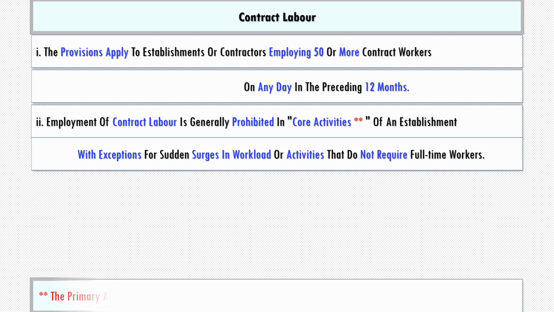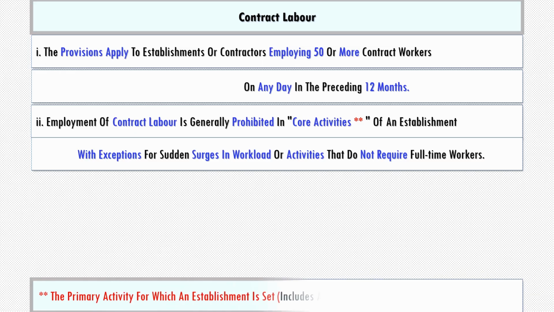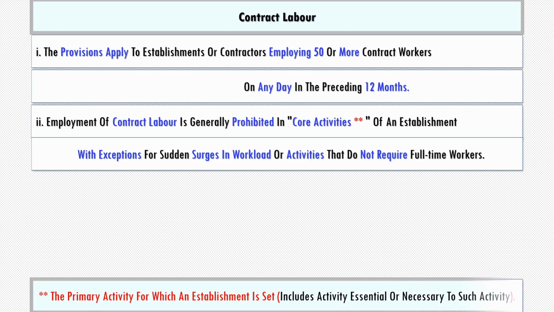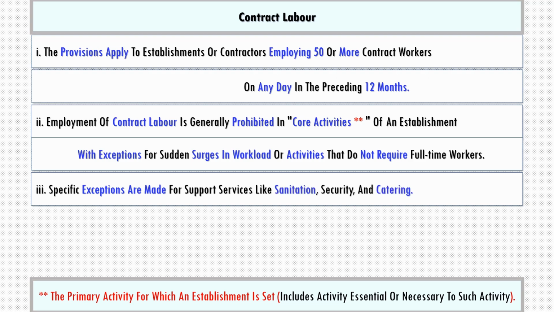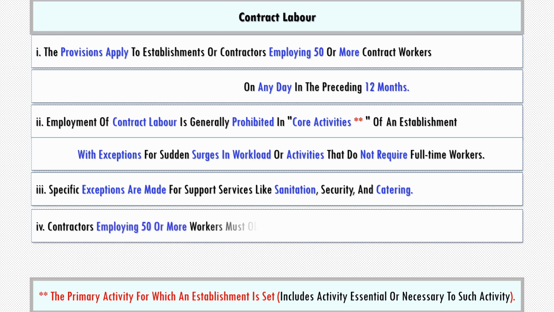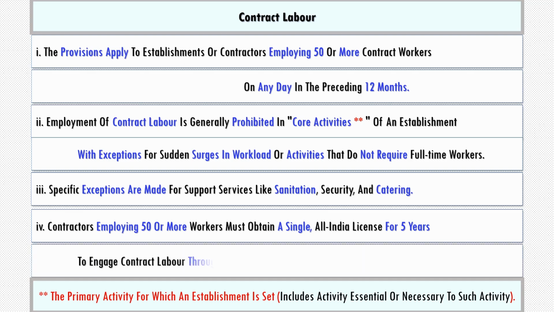Core activities are the primary activities for which an establishment is set up. It includes activity essential or necessary to such primary activity. Specific exceptions are made for support services like sanitation, security, and catering. Contractors employing 50 or more workers must obtain a single All India license for 5 years to engage contract labor through the Shram Suvidha portal.